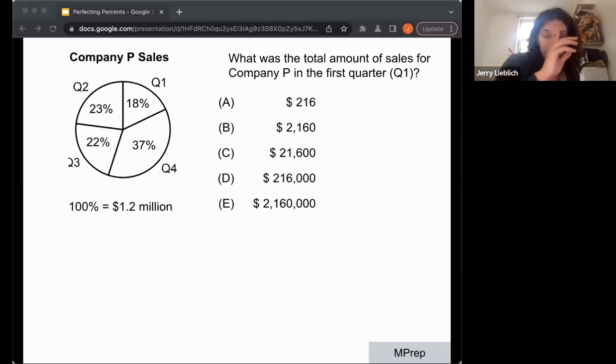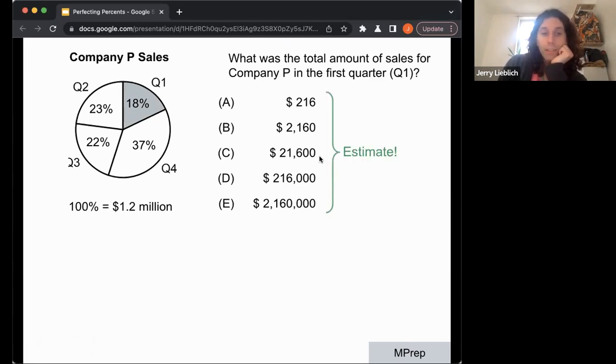Okay. So we're asked for the total number of sales in quarter 1. So we're going to be paying attention to that first quarter. We don't really care about anything else. And looking at these, we might say, well, these are really far apart. So I could estimate if I wanted to. How would I do that?